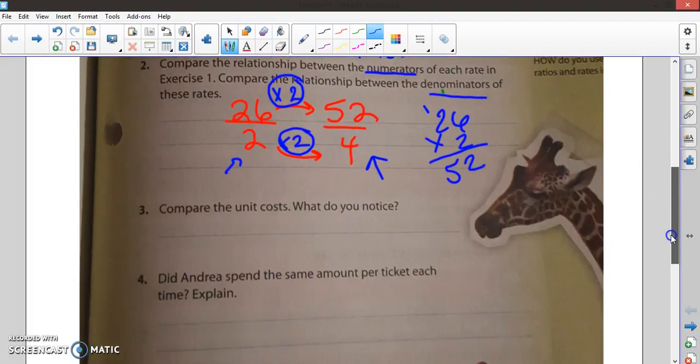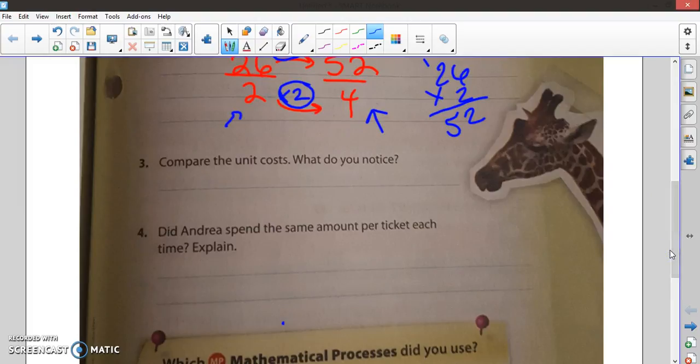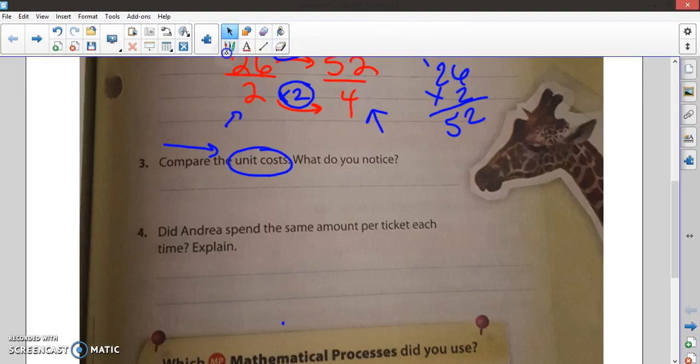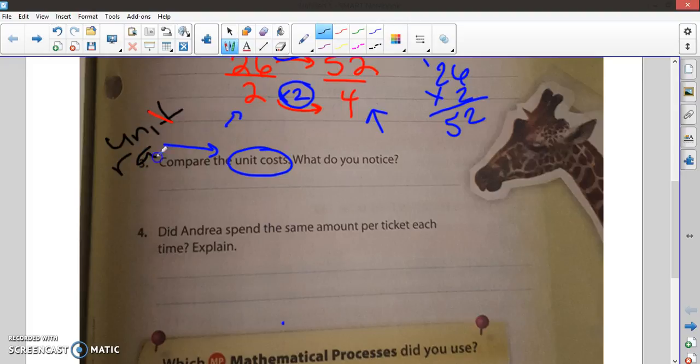All right, number 3. It says to compare the unit cost. So remember, unit cost is just the same thing as unit rate. So what I want you to do is find the unit rate for 26 over 2 and the unit rate for 52 over 4. So go ahead and pause the video and find the unit rates.